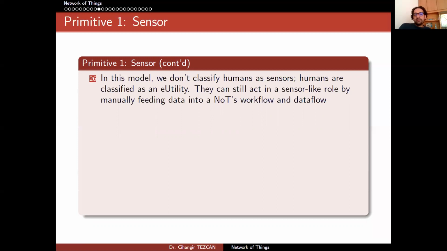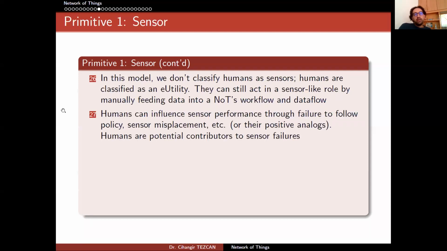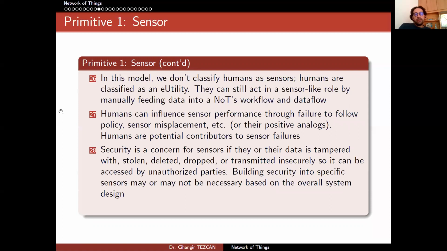They can still act in a sensor-like role by manually feeding data into a node's workflow and data flow. Humans can influence sensor performance through failure to follow policy, sensor misplacements, etc., or their positive analogs. Humans are potential contributors to sensor failures. There are a lot of examples in real life for this.